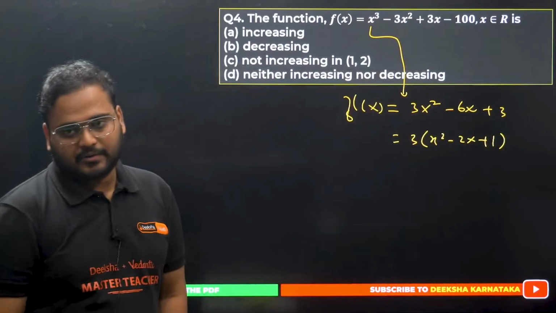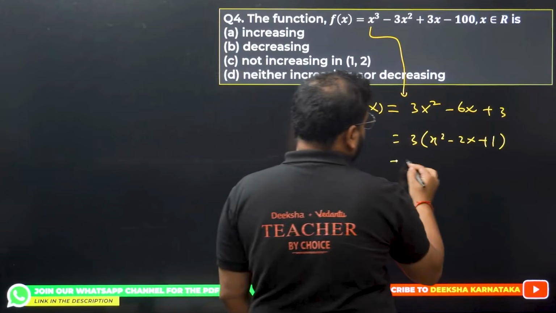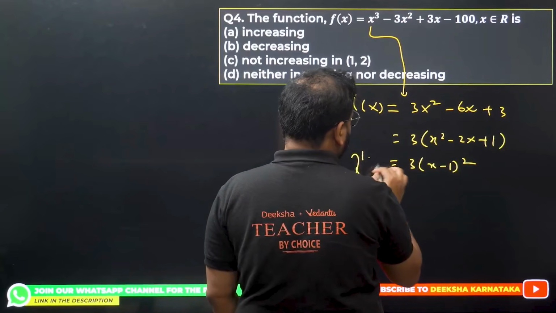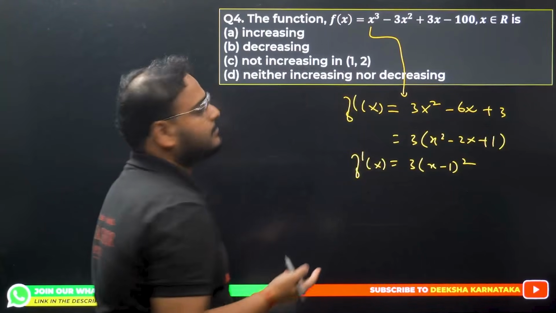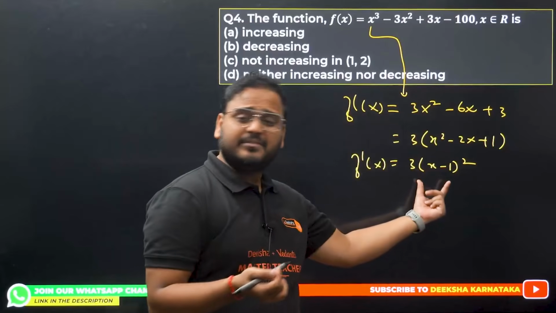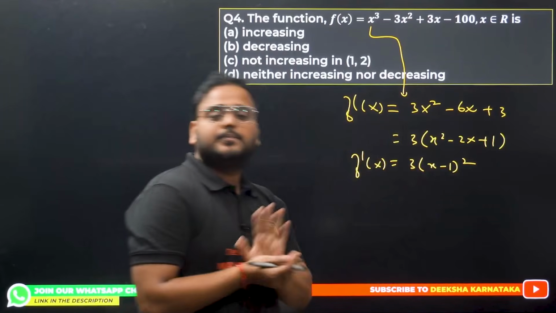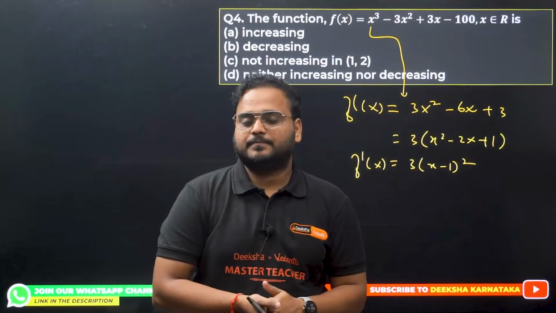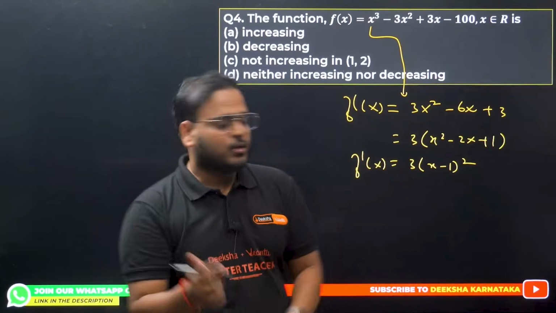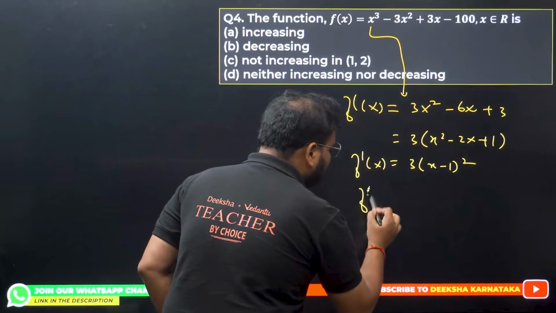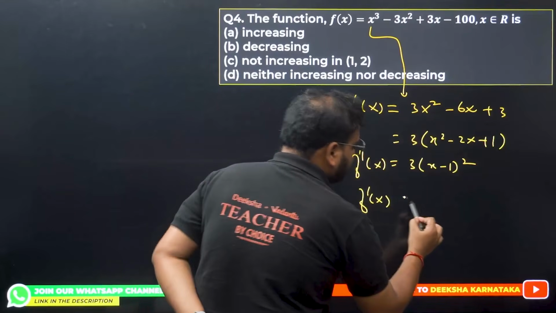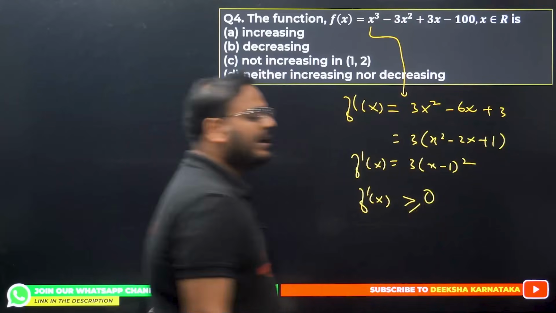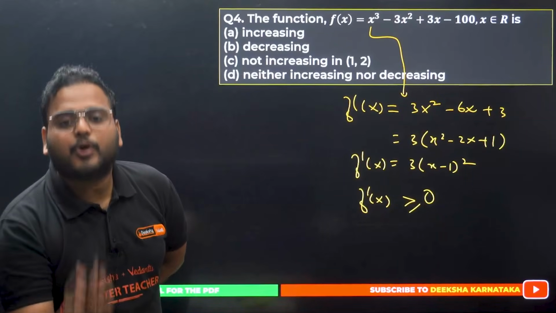Right? This is a formula, right? The identity: x minus 1 the whole square. F dash of x. Think about it. Can this ever be negative? 3 is a positive number. X minus 1 the whole square is again either positive or 0. So basically, my f dash of x is either more than 0 or equal to 0. It can never go to the negative side.